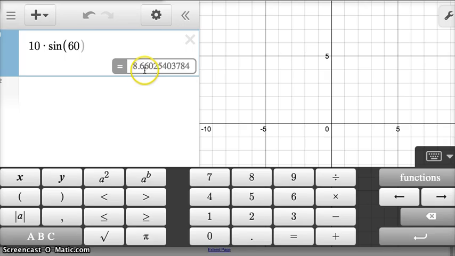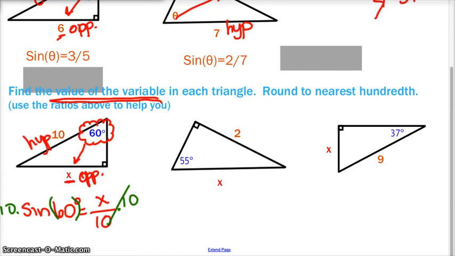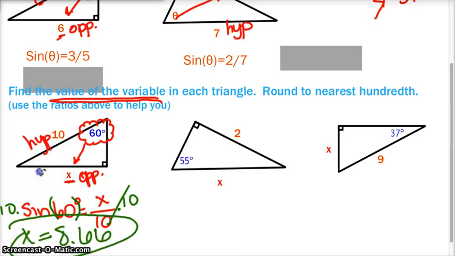The directions to the problem on your notes say round to the nearest hundredth. I see that this is 8.660, so that's going to say 8.66. X equals 8.66. So this particular side length is 8.66. All right, the second one.